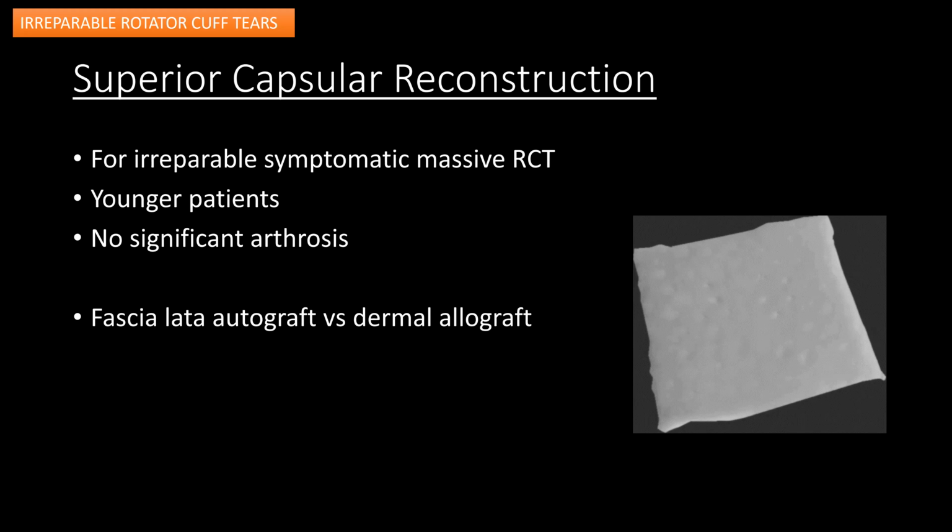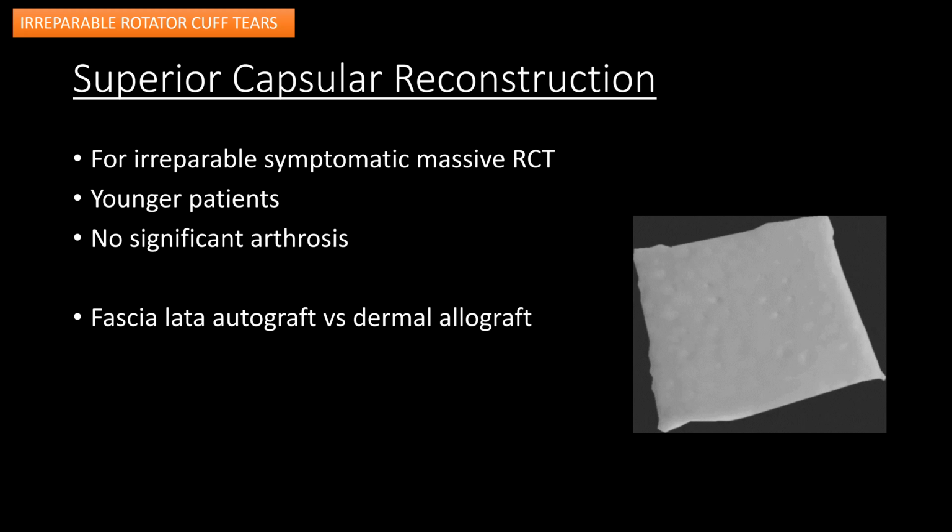I have to emphasize here that if we're reading one of these cases of massive rotator cuff tear, we have to try to provide as much information as possible in terms of glenohumeral articular surface and arthrosis, because significant arthrosis markedly impacts the outcome of these surgeries.